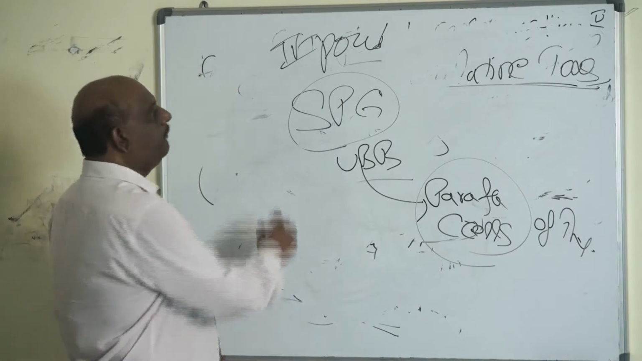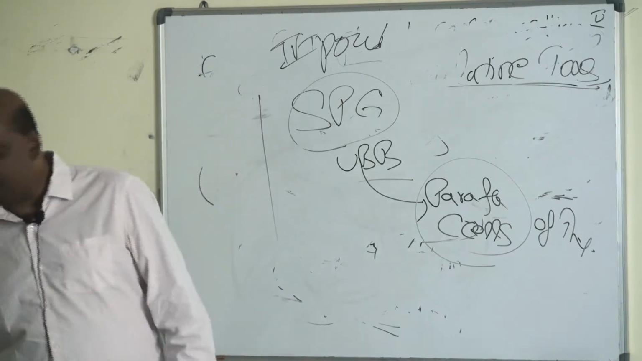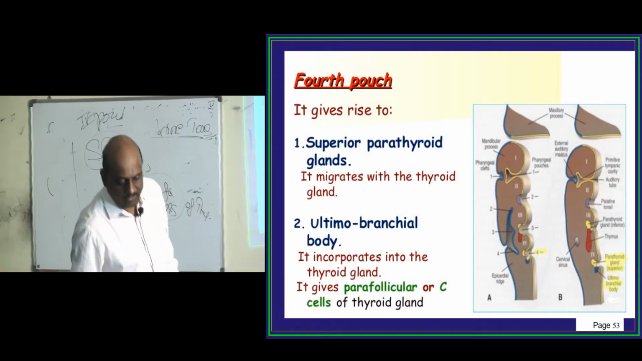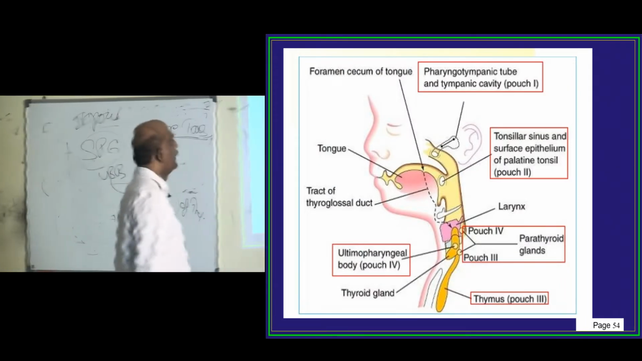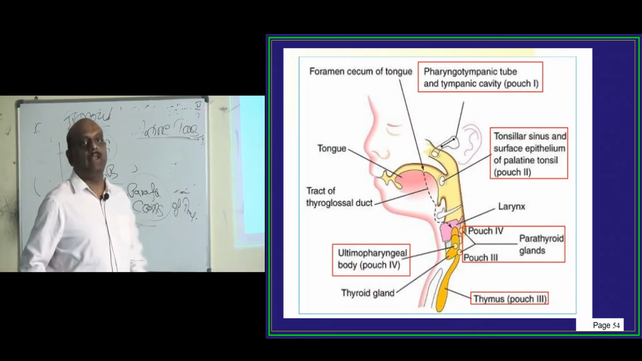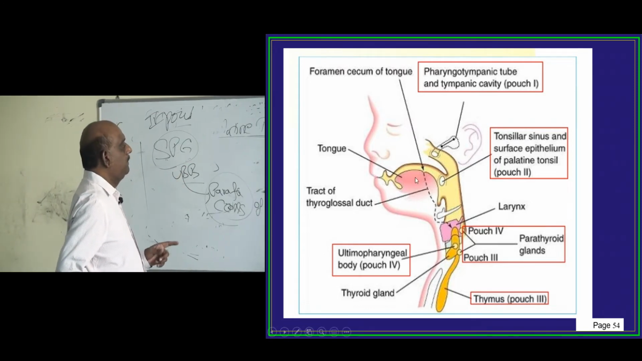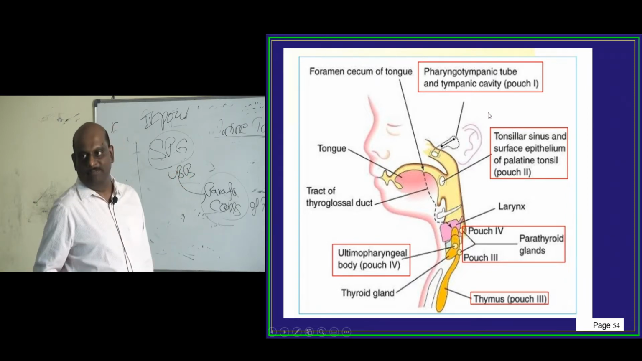So this is very important to remember about the pharyngeal pouches and the arches, and what are the derivatives is the favorite question of the examiner. So doc, in summary you can remember, there is a tongue, the pharyngotympanic tube and the tympanic cavity, pouch 1.